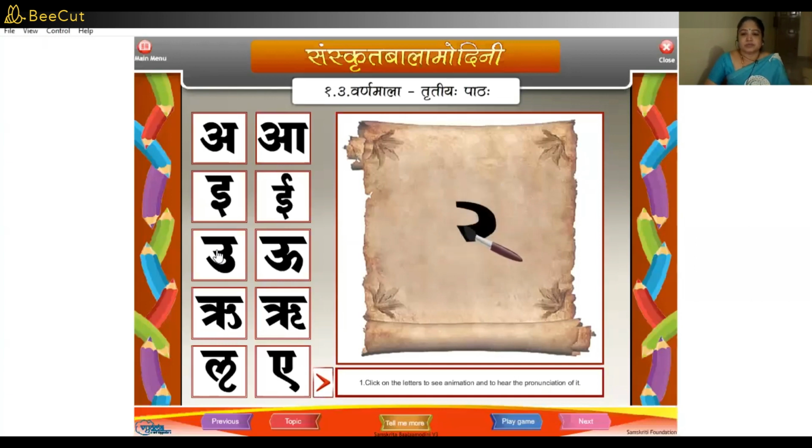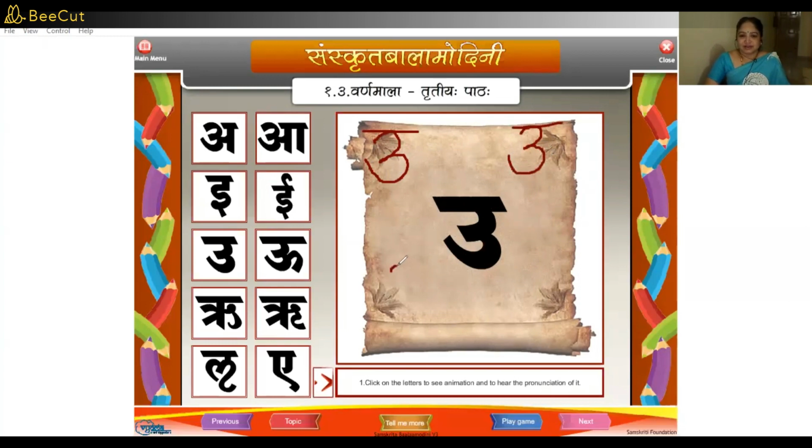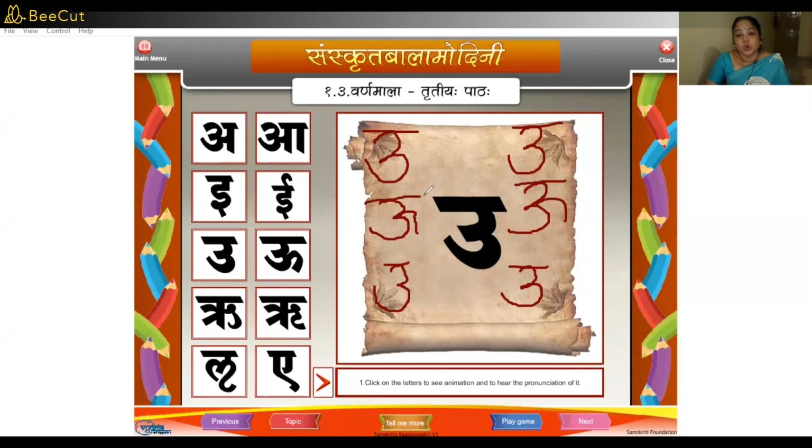Next is U. This is U. Like a 3. Next U will be this U, and then from the center you write like this. U, and then from the center like this. Like a tail. Ooh. Like a tap. Ooh.